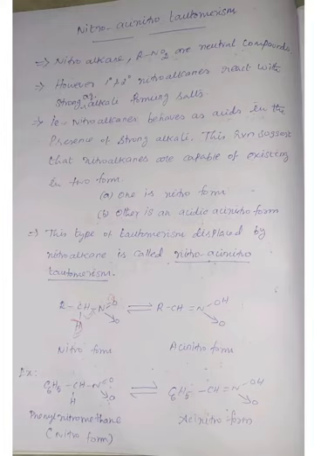This reaction suggested that nitroalkanes are capable of existing in two forms. One is the nitro form, another is the acidic acinitro form. This type of tautomerism in nitroalkanes is called nitro-acinitro tautomerism. So what is a nitroalkane? RCH2NO2.